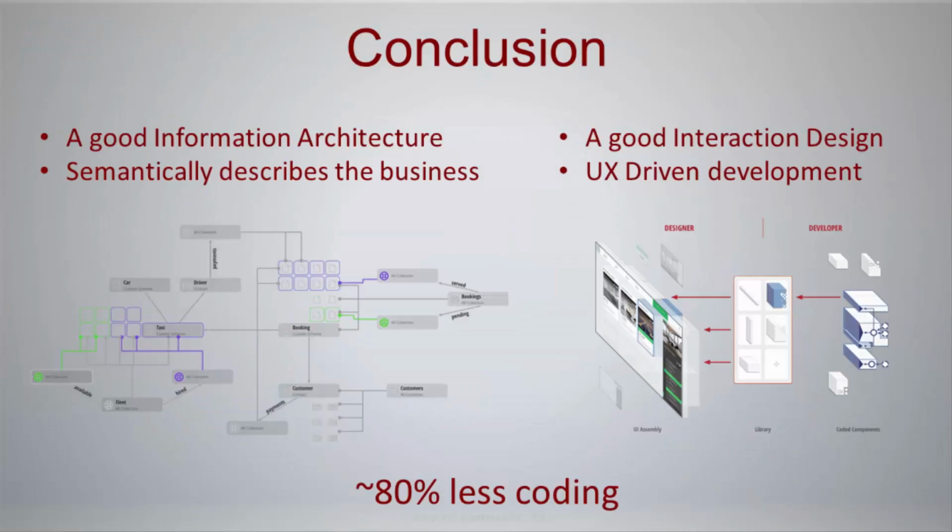As you can see, with a good information architecture that semantically describes your business and a good interaction design centered around the user and the usage of the application, we can build a solution just with 4 semantic operators and a few lines of code.